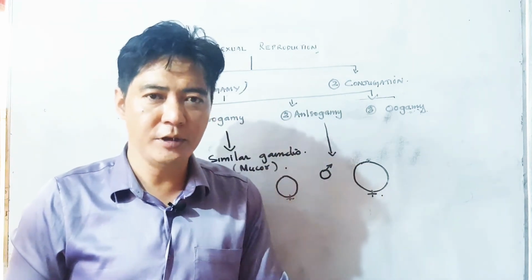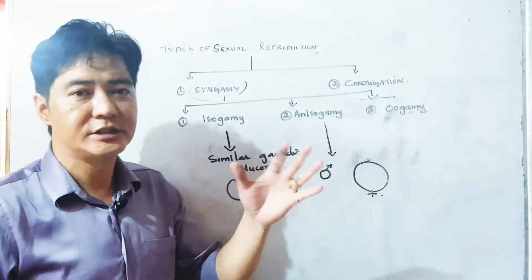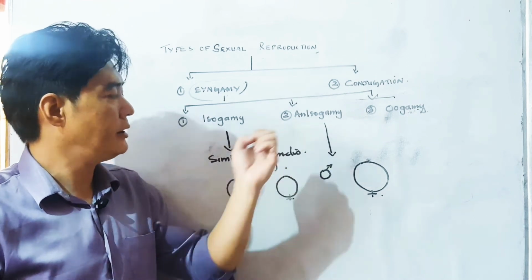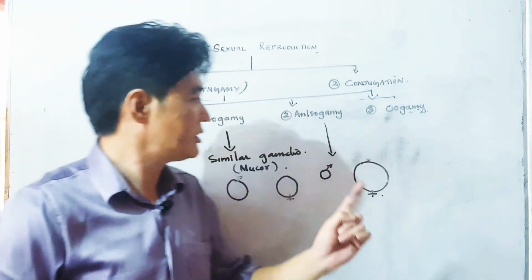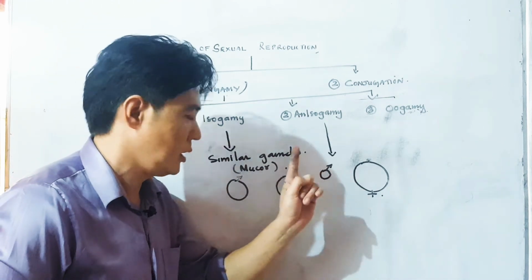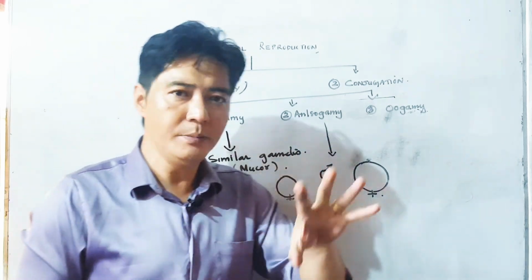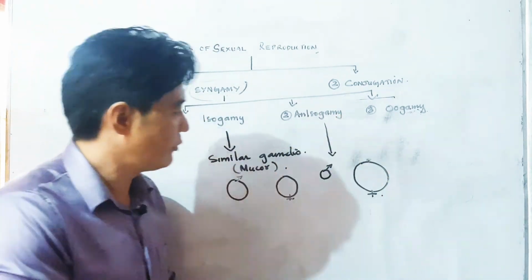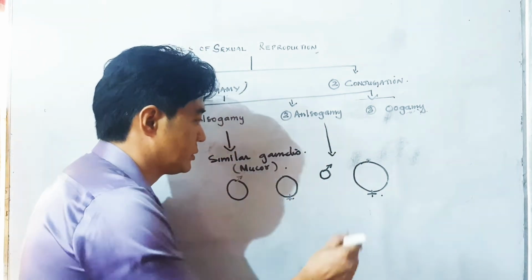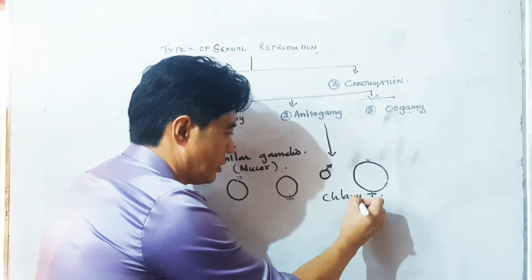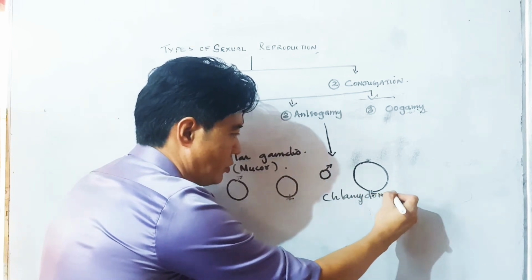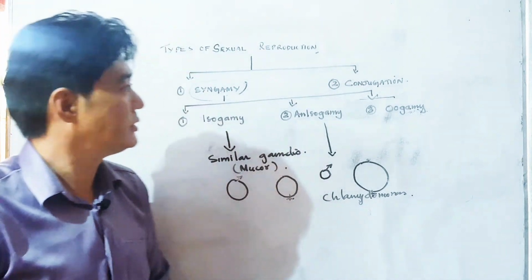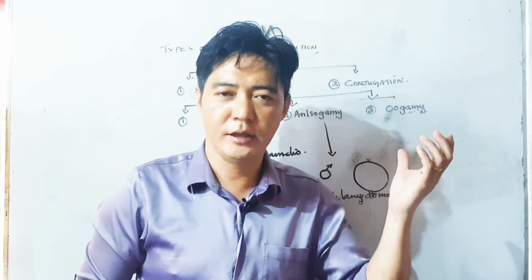In case of isogamy, you have seen that similar type of gametes fuse together to form zygote, and in case of anisogamy, dissimilar gametes, generally male gametes are smaller and female gametes are bigger. Such type of fusion of gametes is known as anisogamy. Say for example, chlamydomonas. So last but not the least, that is oogamy.